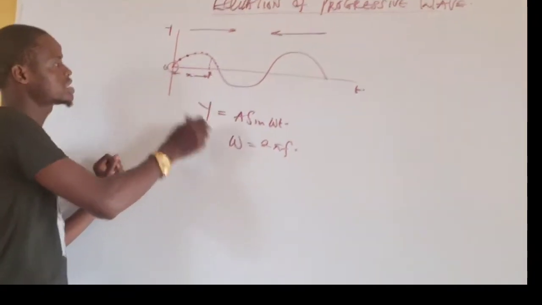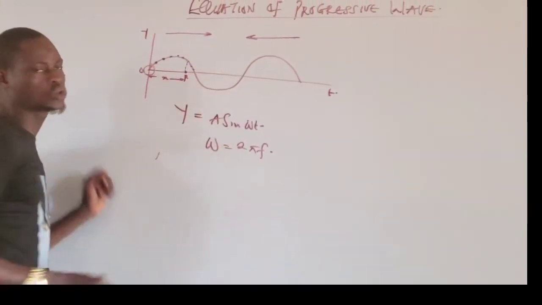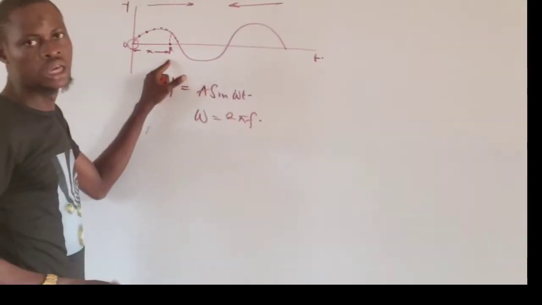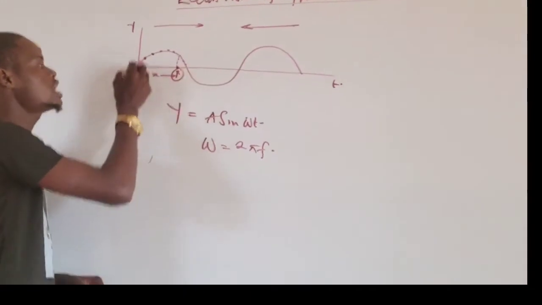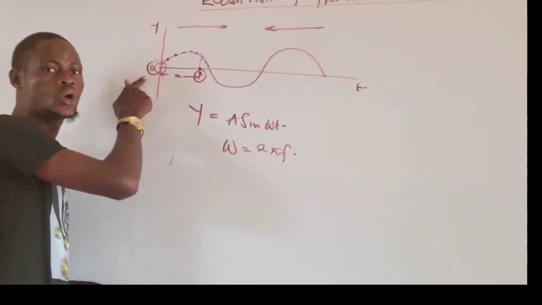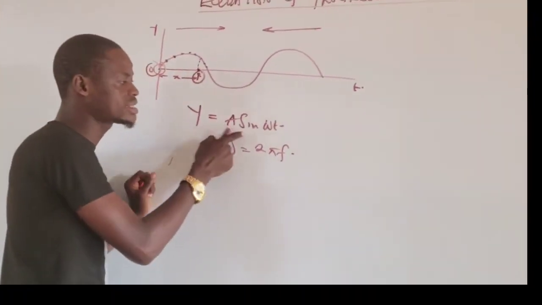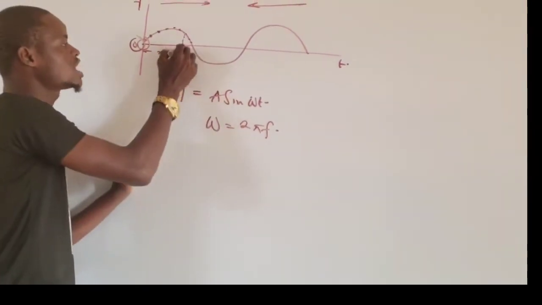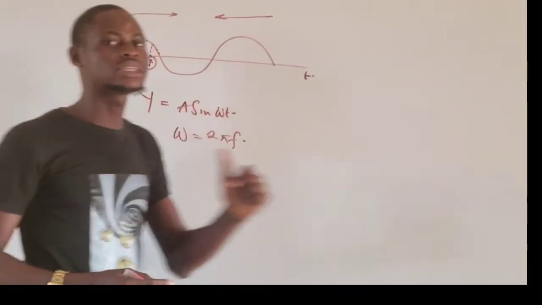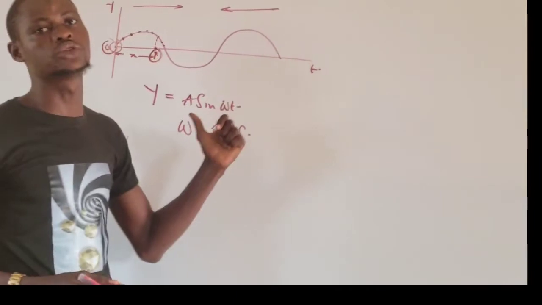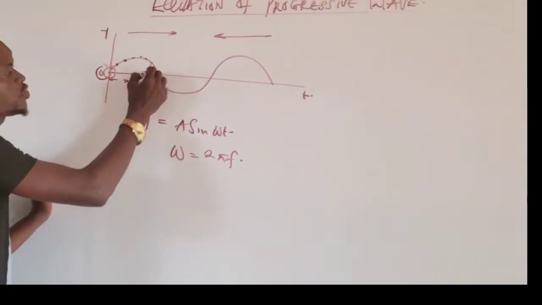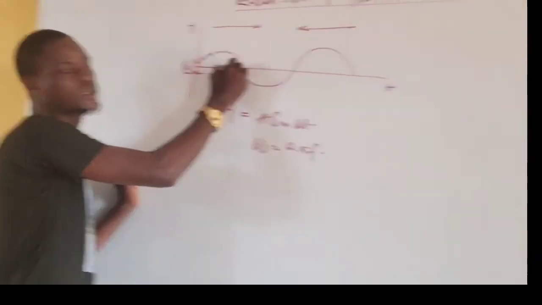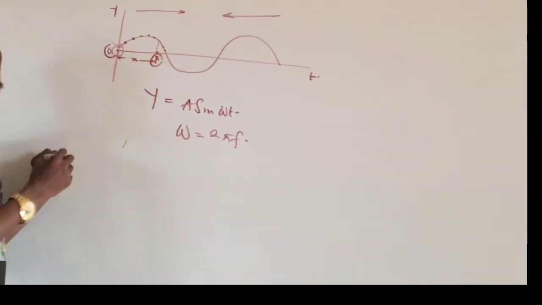Now the same thing, if I locate a particle found at point P, at a distance x, then if particle O is displacing as a sine wt, the particle at point P does not displace at the same rate as a sine wt. Why? Because it has a difference in phase angle. Now we can find the phase difference between the particle at point P and the particle at the origin.